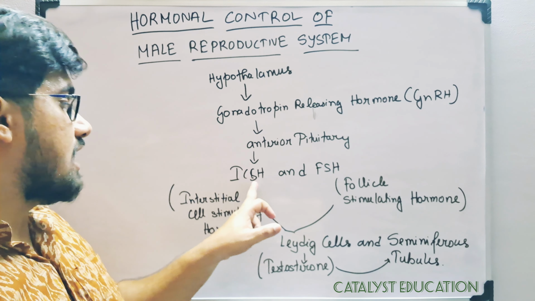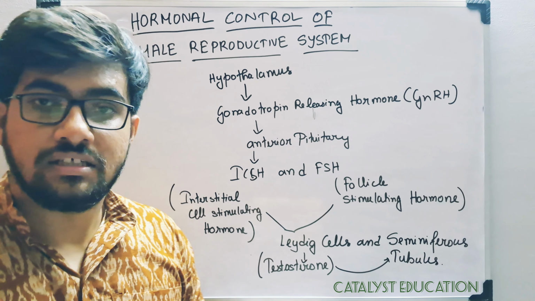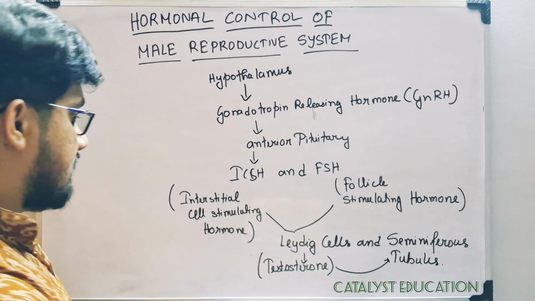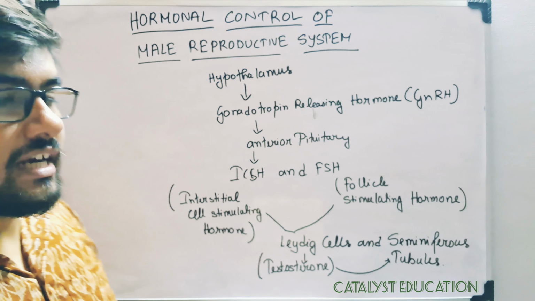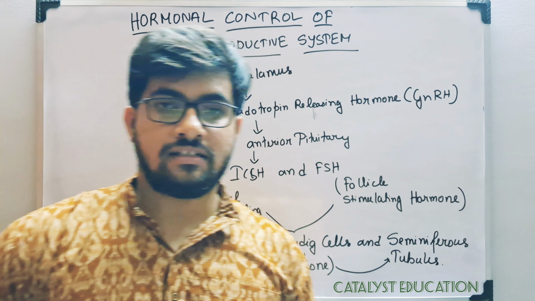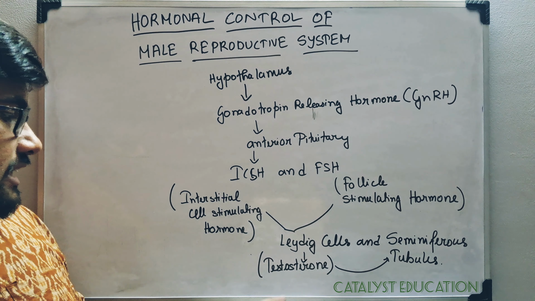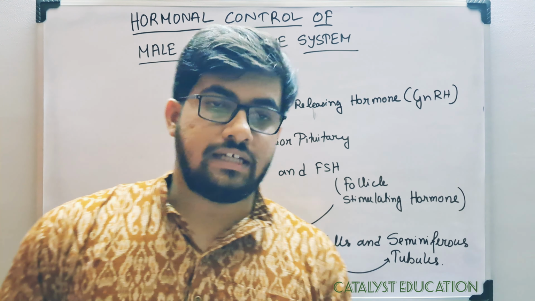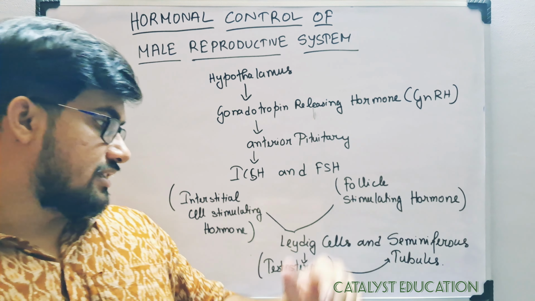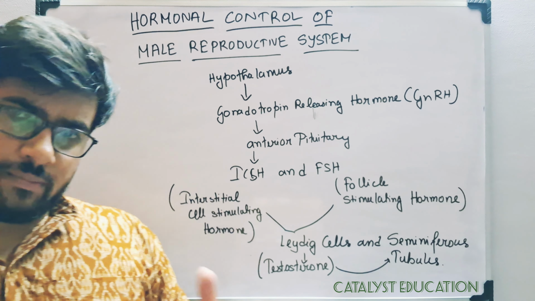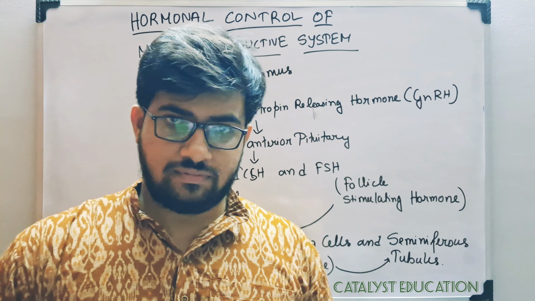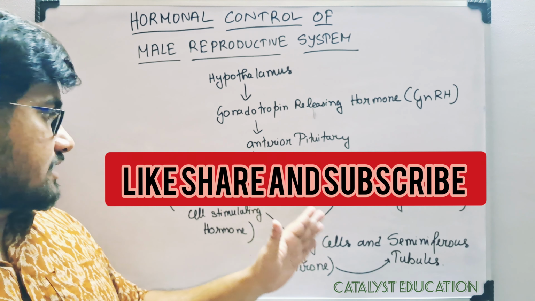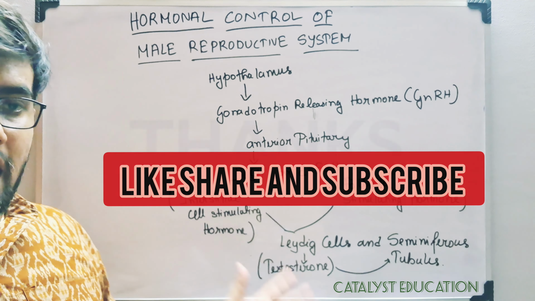From the anterior pituitary, ICSH and FSH are released. So ICSH and FSH in turn activate the Leydig cells and the seminiferous tubules. The Leydig cells produce testosterone, which activates the seminiferous tubules. Seminiferous tubules produce the sperms and develop them in presence of ICSH, FSH and testosterone.